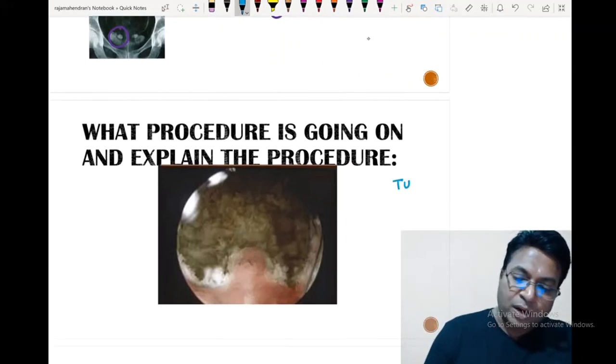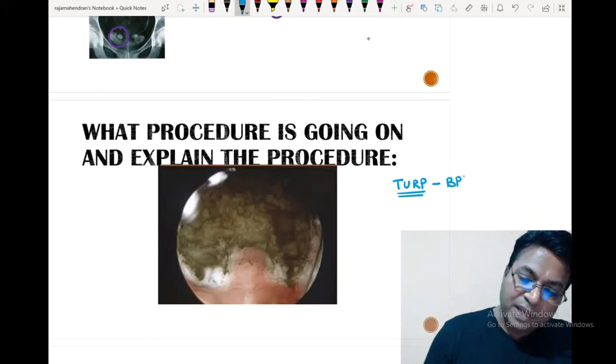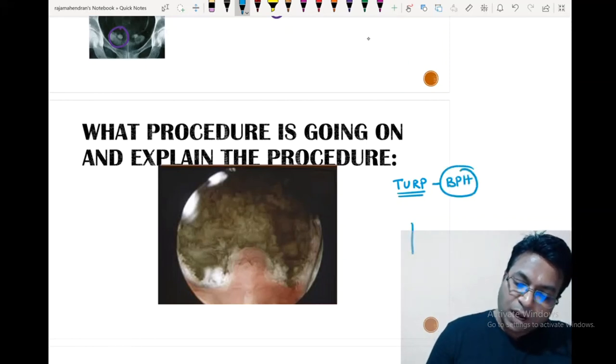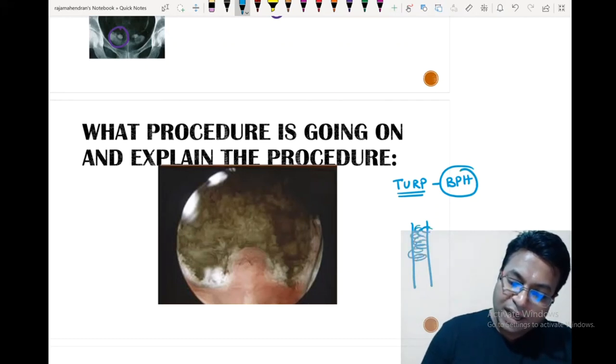The procedure going on here is TURP, transurethral resection of the prostate for BPH. I am removing the prostate. I should stop at one place. At which place should I stop distally? This is the distal limit.